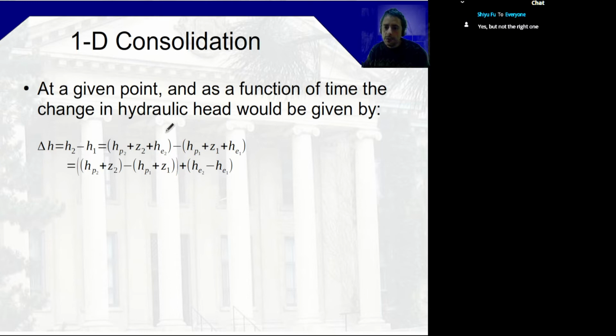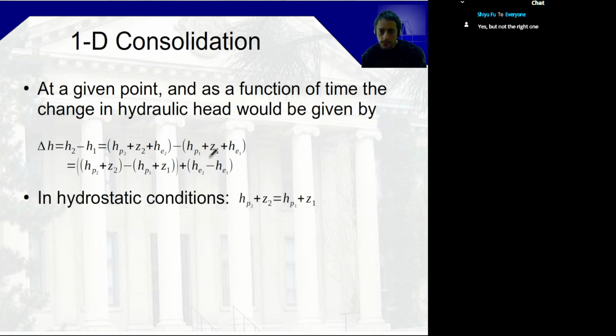At any given point in our profile, if we find the delta, the change in pressure between two neighboring points, we express this difference in pressure in terms of the existing pressure in the soil. Okay. In hydrostatic conditions, what we know is that the sum of HP plus Z at the 2 points is equal. So when things are hydrostatically constant, the summation is equal.